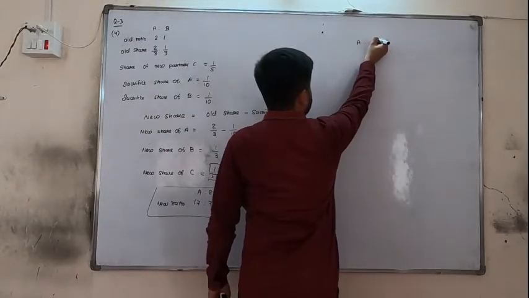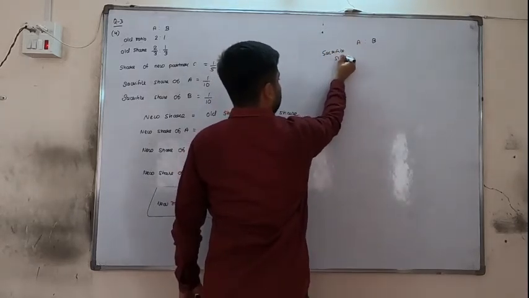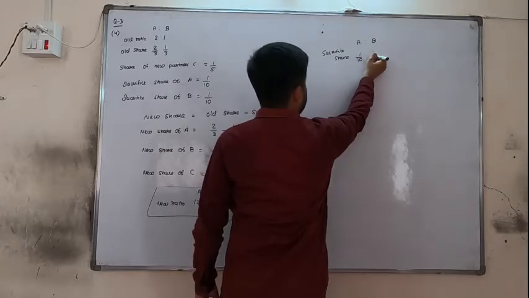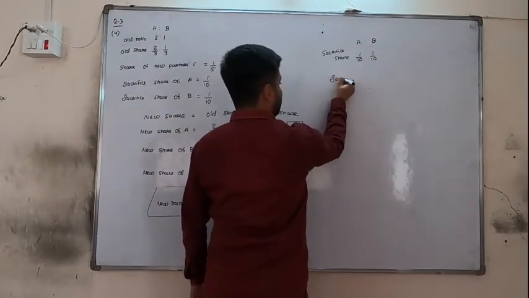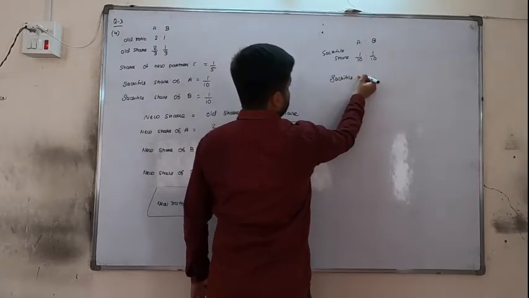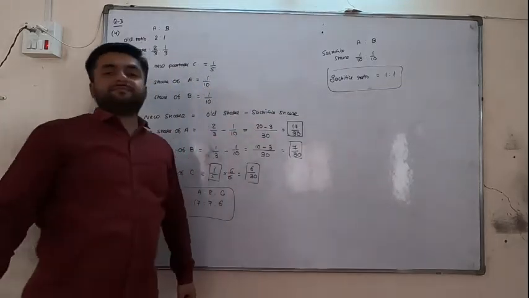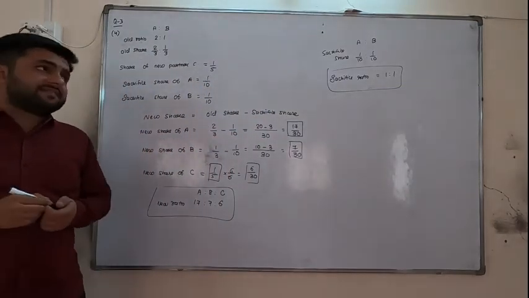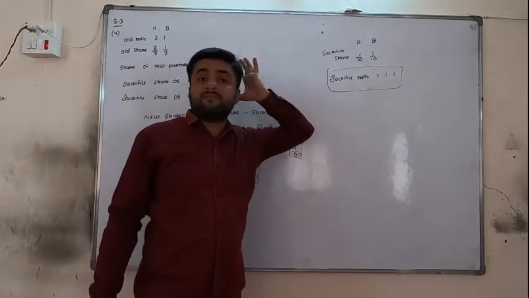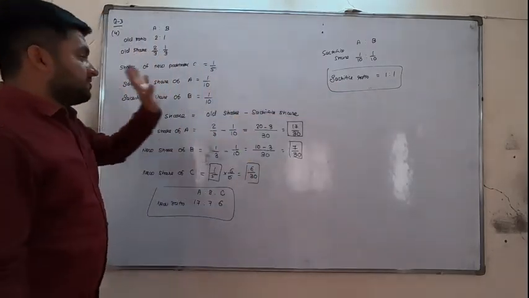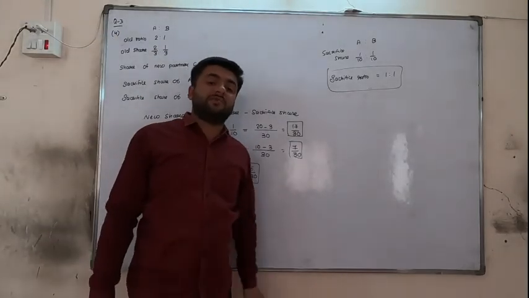Now see, A is to B. Sacrifice shares of A and B are 1/10, 1/10. As denominators are equal, we can say the sacrifice ratio between them is 1 is to 1. Because it is very simple: shares are given, ratio can be found, or ratio is given, shares can be found. Okay, so it's 1 is to 1. So this case 3 is comparatively very easy than case 1 and 2.